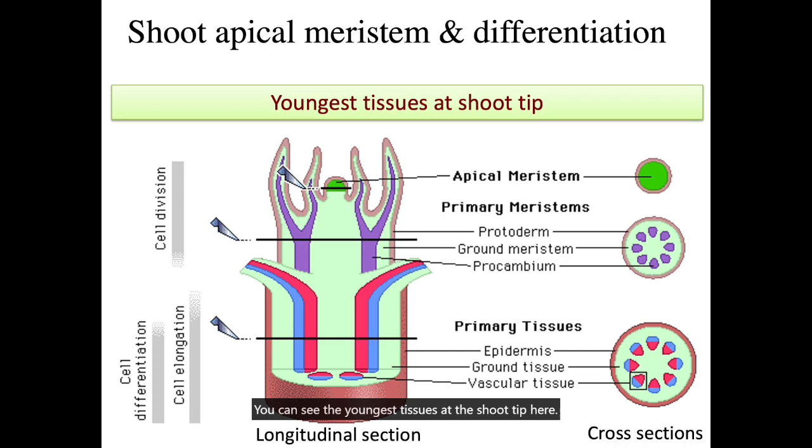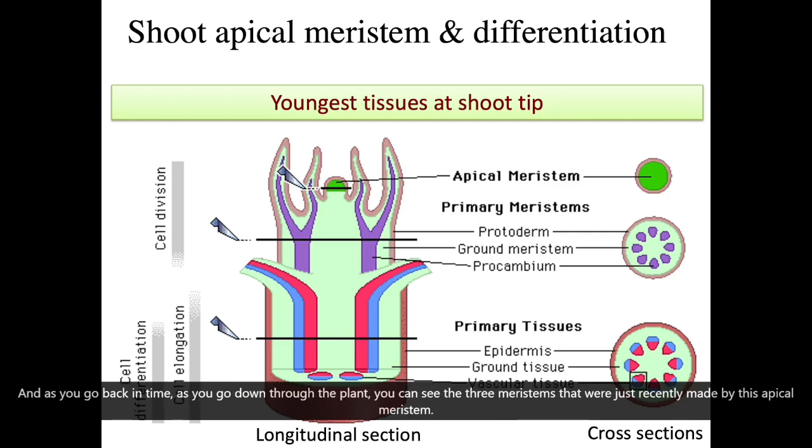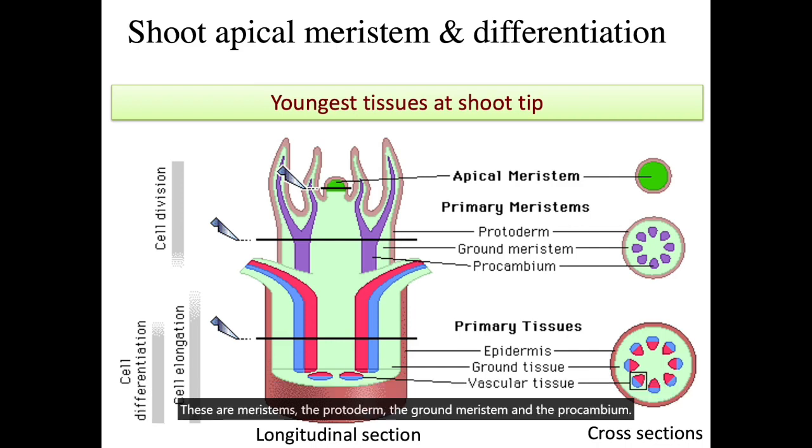You can see the youngest tissues at the shoot tip here. So look at the top, there's the apical meristem. And as you go back in time, as you go down through the plant, you can see the 3 meristems that were just recently made by this apical meristem. These are meristems, the protoderm, the ground meristem, and the procambium. They retain forever the ability to divide. They retain the ability to differentiate. And once they differentiate, they become these primary tissues, the epidermis, the vascular tissue, the ground tissue.